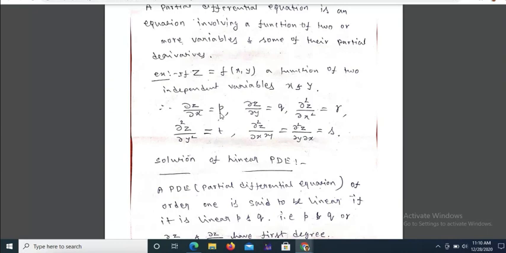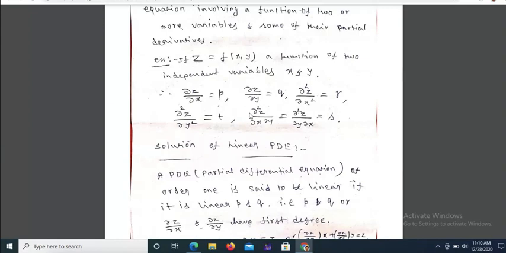So you can name it as p. If you have dou z by dou y, you can name it as q. If you have dou square z by dou x square, the second derivative, it is r. Dou square z by dou y square is t, and dou square z by dou x dou y, or dou square z by dou y dou x, is s. These notations you already learned in the second semester. So what is meant by partial derivative? Everything you already studied, and we solved in the second semester how to form a partial differential equation and how to make it a differential equation. Those things are already studied.